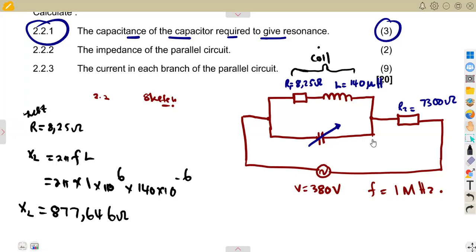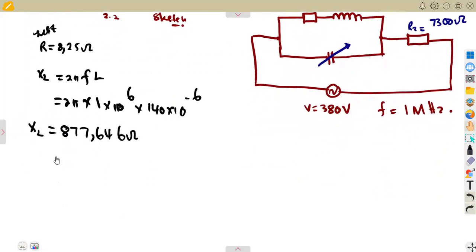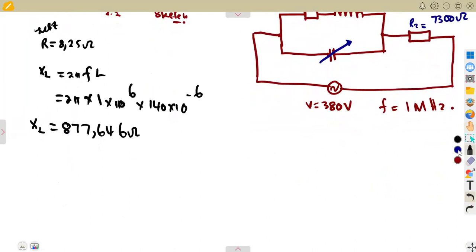Very, very small. Almost a kilo ohm. Very, very small. So in this case, our R is very small compared to what? Compared to XL. So in this case, we can neglect R when it is like that.